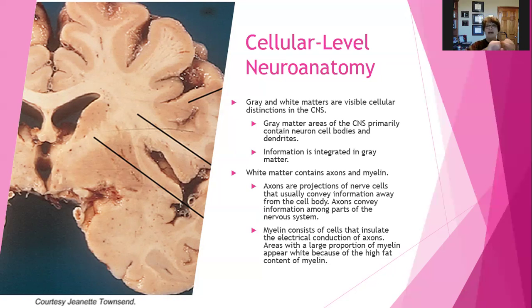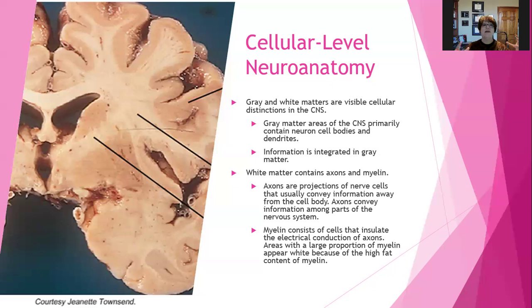White matter consists of axons and myelin. So myelin is the fatty substance that coats the axons that speeds up nerve conduction. Axons are projections of nerve cells that usually convey information away from the cell body. Axons convey information among parts of the nervous system from one place to another, like the peripheral to the central. Myelin consists of cells that insulate the electrical conduction of axons, and we'll talk about the individual cells in upcoming chapters. And areas with large proportion of myelin appear white because of the high fat content of myelin.